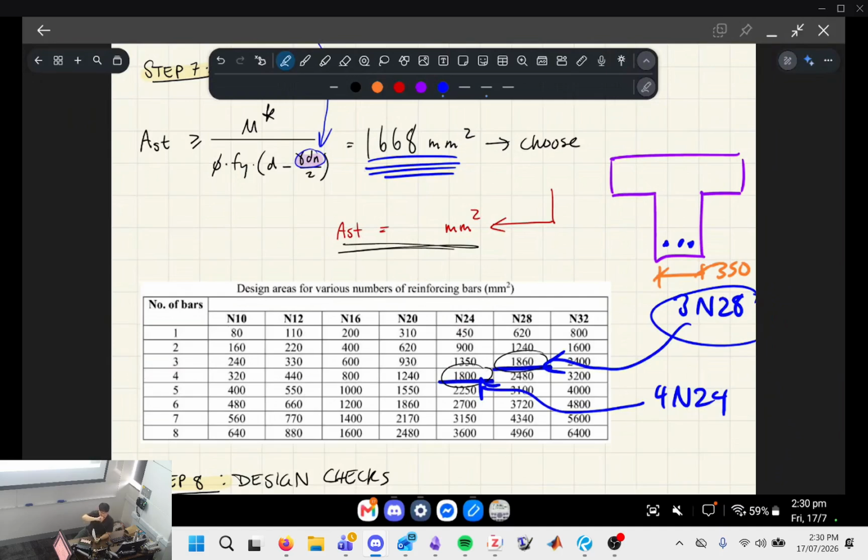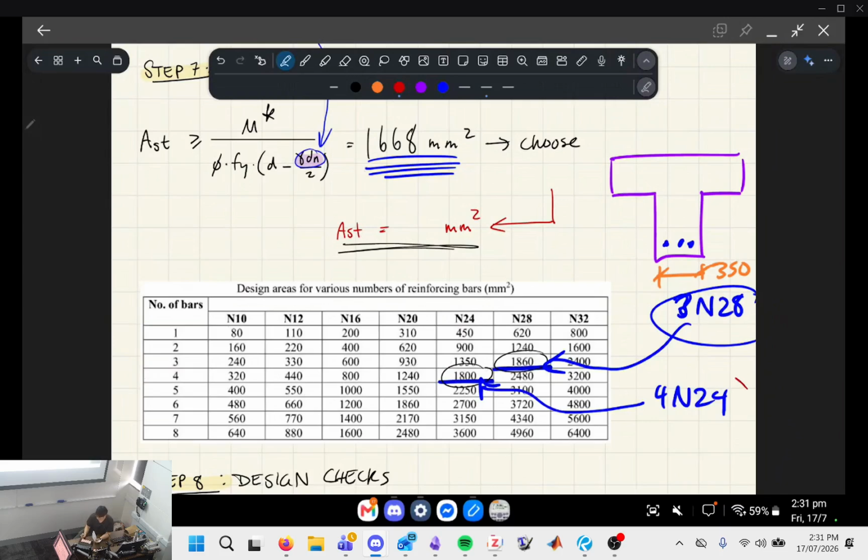Yeah, more spacing, so the aggregate can flow through. Exactly, right? So one benefit is you get better clear spacing. Okay, so more space between the bars is easier to pour the concrete, right? So the concreters will love you. Okay, so that's one consideration.